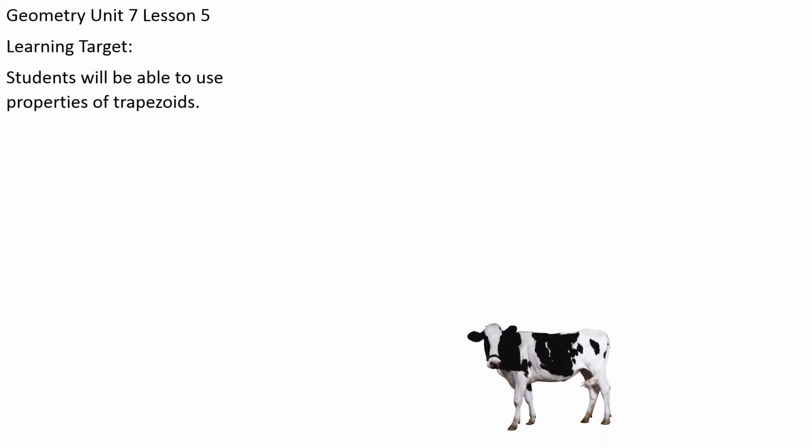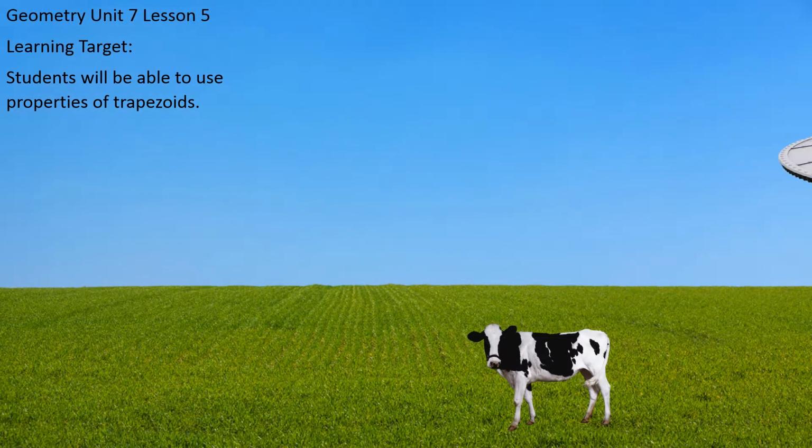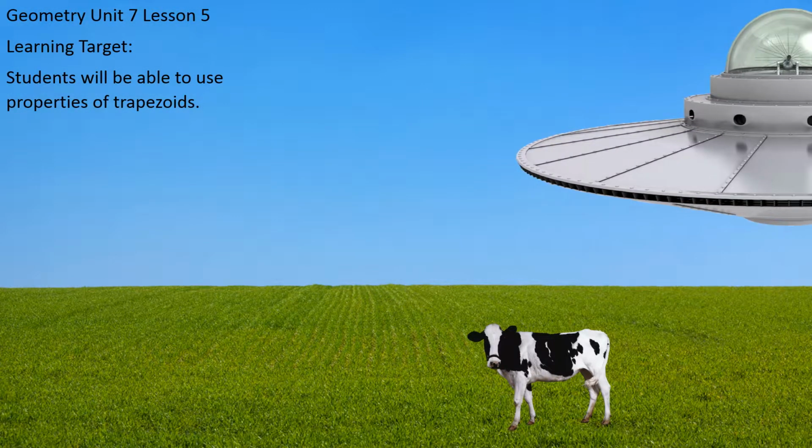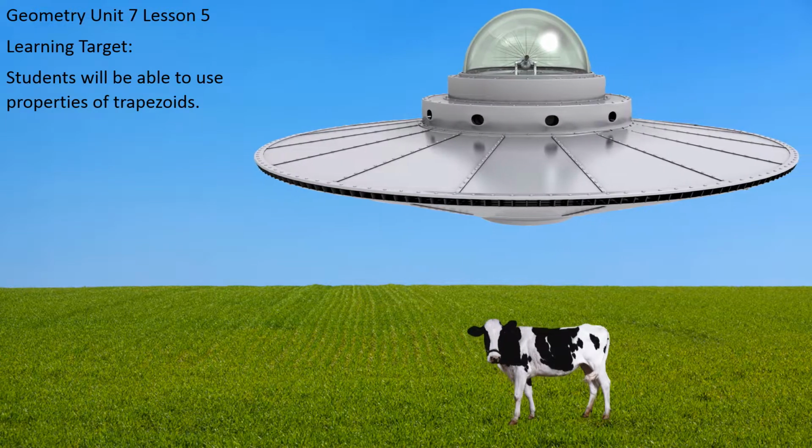Hey, as promised, we finally get to trapezoids. Trapezoids, of course, are still in the quadrilateral family, so they still have four sides, but they are not parallelograms.